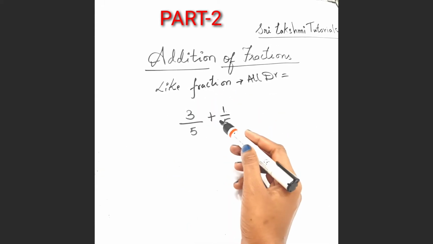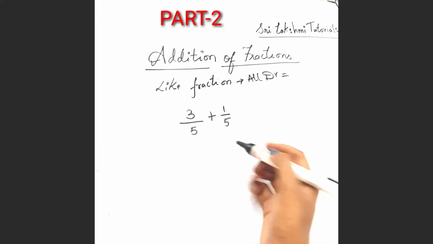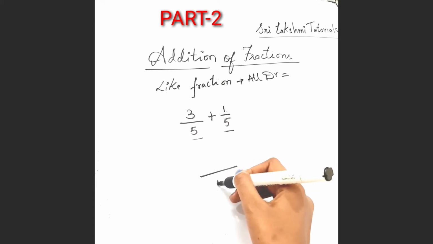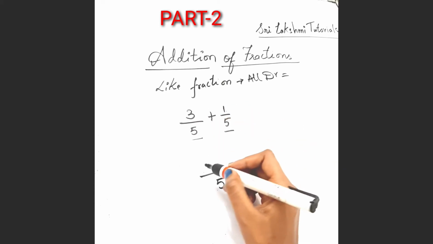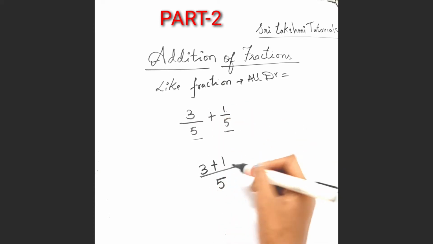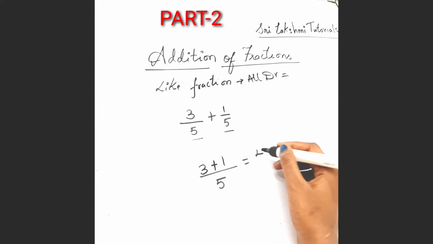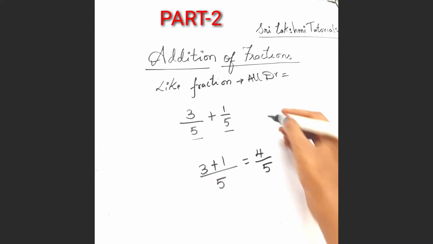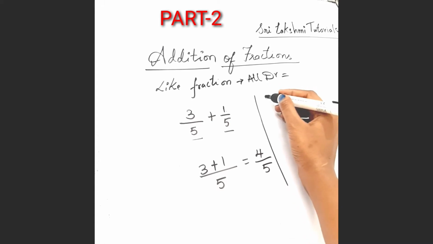3 by 5 plus 1 by 5. Here 2 times 5 is repeating, write only one time. Now write the numerators. 3 plus 1 gives you 4 by 5. Okay. Now let's see another.